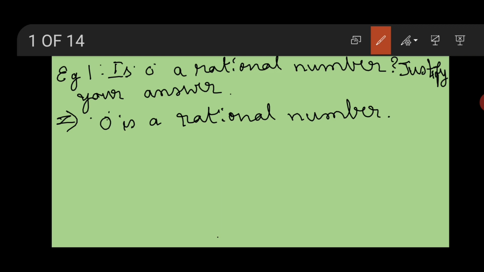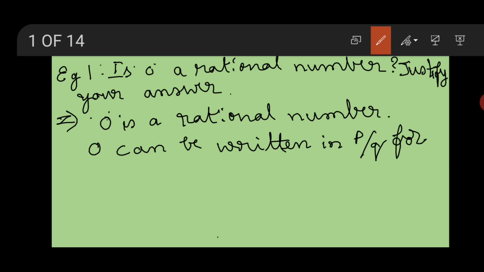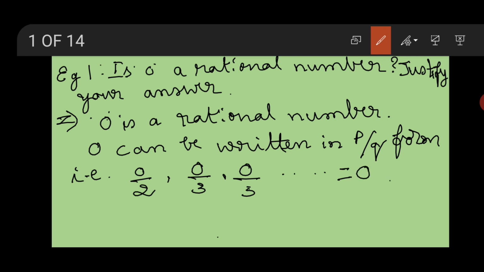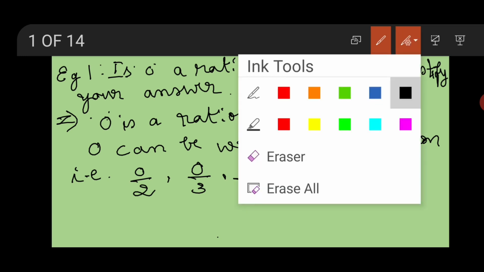Why is it a rational number? Because 0 can be written in P by Q form. For example, 0 divided by any number: 0 divided by 2, 0 divided by 3, 0 divided by 5, etc. All are equal to 0. Therefore, 0 is a rational number, right?